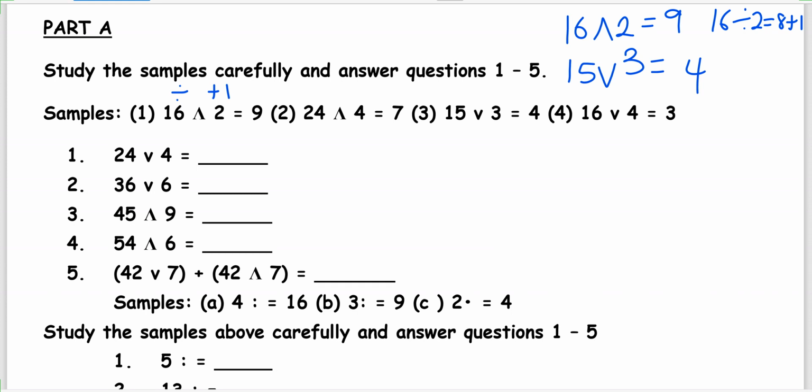Okay? If you look at this, 24 divided by 4 is 6. 6 plus 1 will give you 7. So you divide, then you add 1. Then this other one is the same thing. You divide, but you subtract 1. Divide and subtract 1. Then this other one, the same way, you divide and subtract 1. So 16 divided by 4, that is 4. 4 minus 1, that will give you 3.